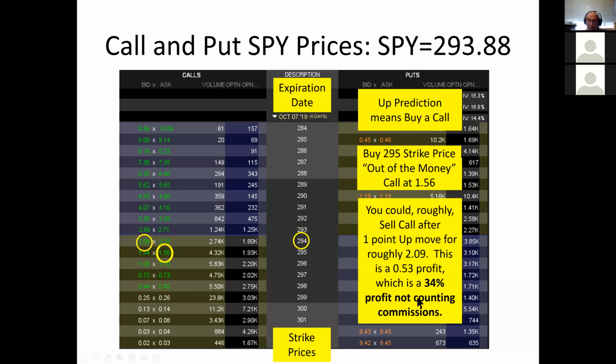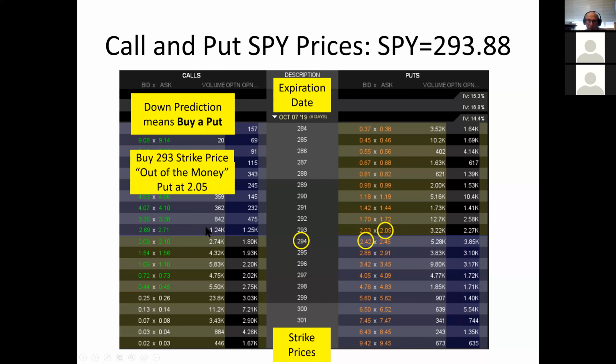So ES gave me a 10%, which is a lot, but the options can give you 34% in this example. But these prices are all very variable. Let's look at the put now.